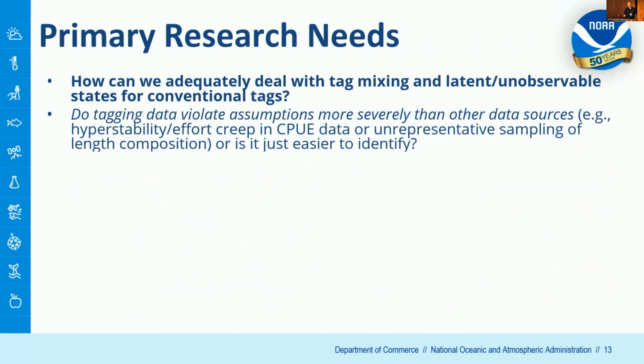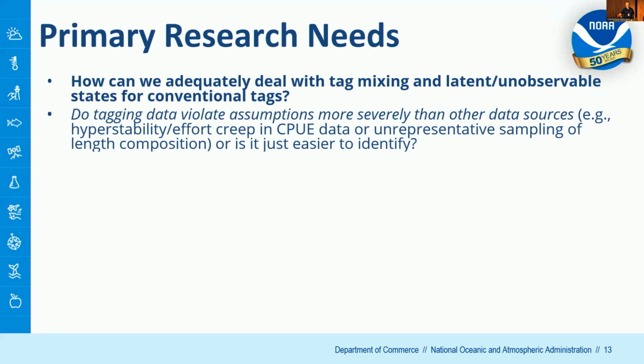So in terms of primary needs and future research, these are kind of discussion questions, so we don't need to linger on these, come back to them. But how do you deal with tag mixing and these unobservable states for conventional tags? And I think a really interesting one that Matt pointed out is whether, we get really mixed up in kind of tagging data and whether it's representative and whether we should be using it. And I think a more important question is that, does tagging data violate the assumptions of our tagging models more so than the other data that we're putting into the assessment?